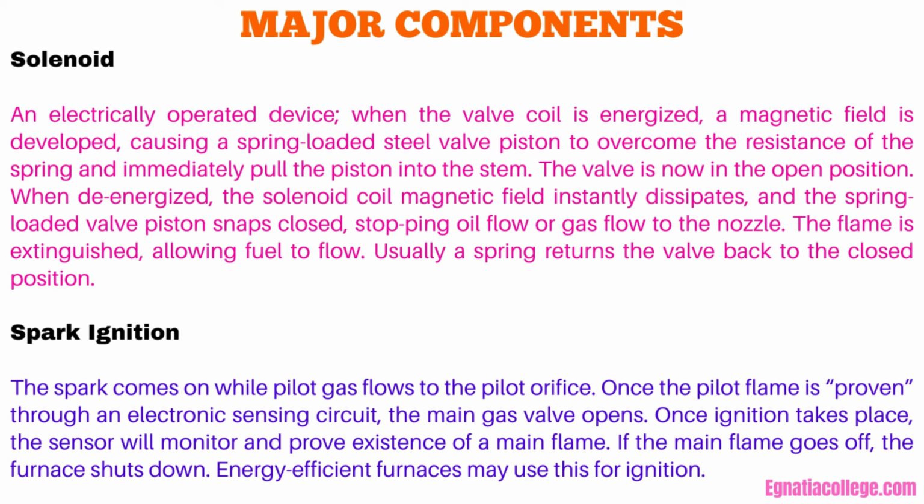Spark ignition. The spark comes on while pilot gas flows to the pilot orifice. Once the pilot flame is proven through an electronic sensing circuit, the main gas valve opens. Once ignition takes place, the sensor will monitor and prove existence of a main flame. If the main flame goes off, the furnace shuts down. Energy-efficient furnaces may use this for ignition.